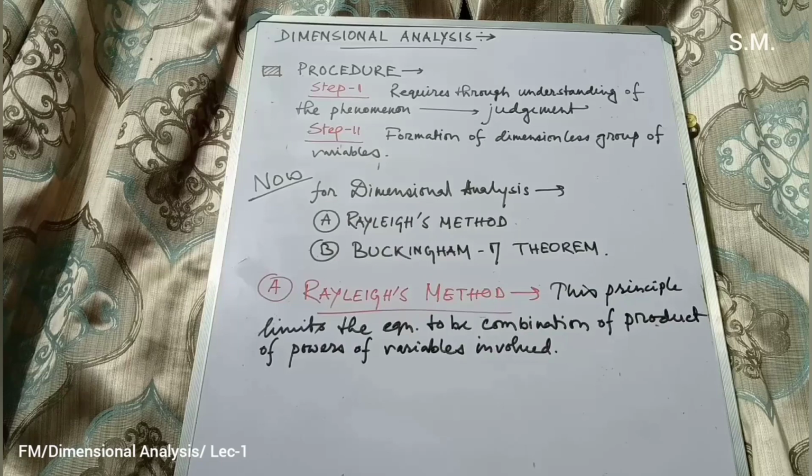There are two methods for dimensional analysis. Number one is Rayleigh's method, and number two is the Buckingham Pi theorem. Buckingham Pi theorem is a very useful method for dimensional analysis. We have to discuss both methods. At first, we are discussing Rayleigh's method.